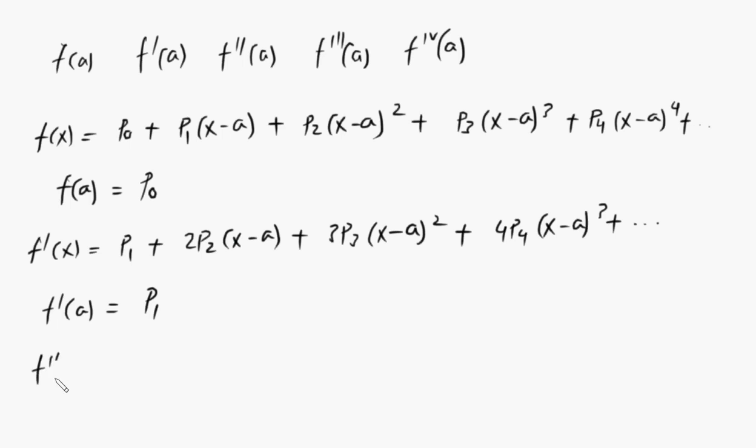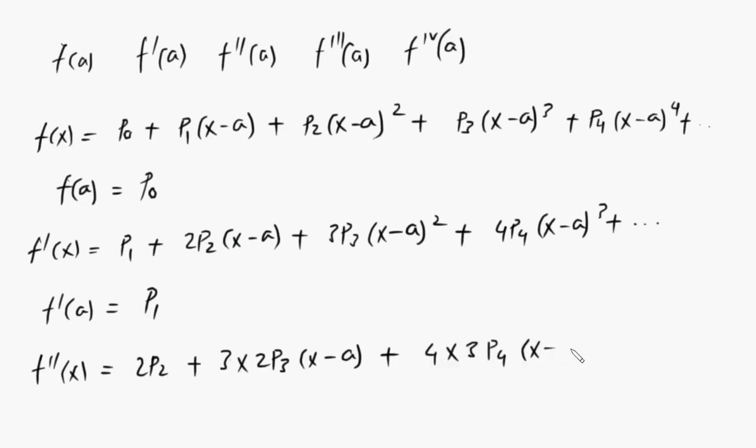Second derivative, so nitaipata hapa kwenye f dash dash x, okay? Ilikuwa ni nini? Ilikuwa ni 2p2 plus 3 times 2 p3 times x minus a plus 4 times 3 p4 times x minus a squared na kuendelea, okay? So I mean the second derivative now ya fa, maki kwenye x naweka a kote na kwa 0 na baki tu na 2 p2. Okay, so I have fa, I have the first derivative of fa and the second derivative of fa. What about the third derivative of fa?